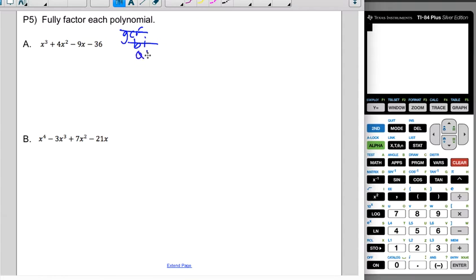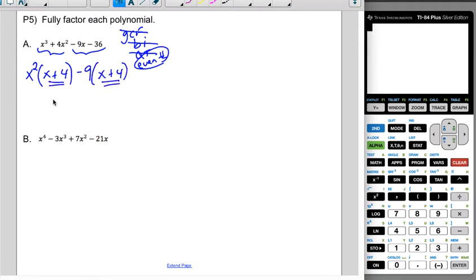It is not a quadratic trinomial, but it does have an even number of terms, so I can try grouping. When I group the first two and the last two, the first two have a GCF of x squared, and I can yank out that x squared and be left with an x plus 4. I can pull out a negative 9 from the back two and also have an x plus 4. So now I have this new secret group GCF.